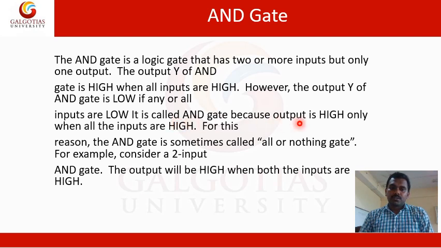It is called the AND gate because the output will be high only when all inputs are high. That is why it is called the all or nothing gate. So we can see an example of this AND gate by using two inputs.